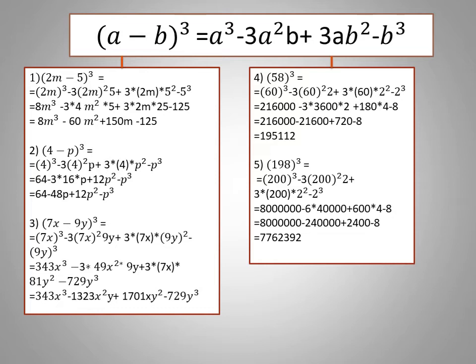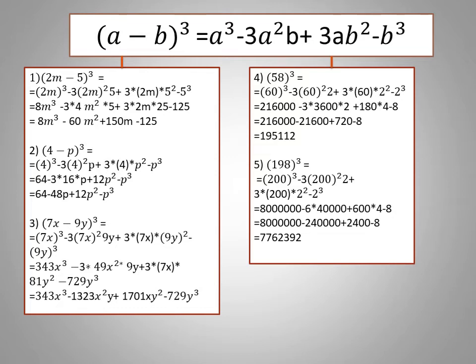7 cube is 343. You learnt cubes up to 30, the cube into x raised to 3. Minus 3 into 49x square into 9y plus 3 into 7x into 81y square minus 729y cube. Now you know how to expand the brackets. (9y) square, 9 square is 81y square. (7x) square, 7 square is 49x square. Like that we want to expand.